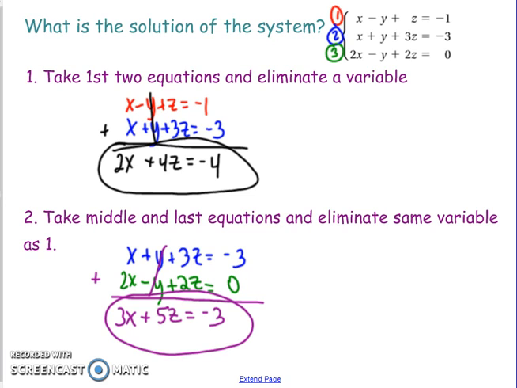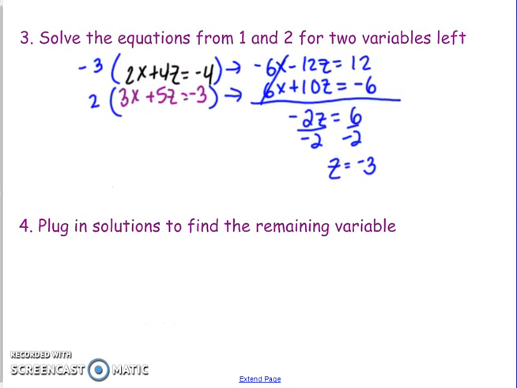So you can pick if you want to plug it into 2x plus 4z equals negative 4, or if you want to plug it into 3x plus 5z equals negative 3. So I'm going to take the z and plug it into the first one. So I'm going to do 2x plus 4 times negative 3 equals negative 4. So we're going to solve this for x.